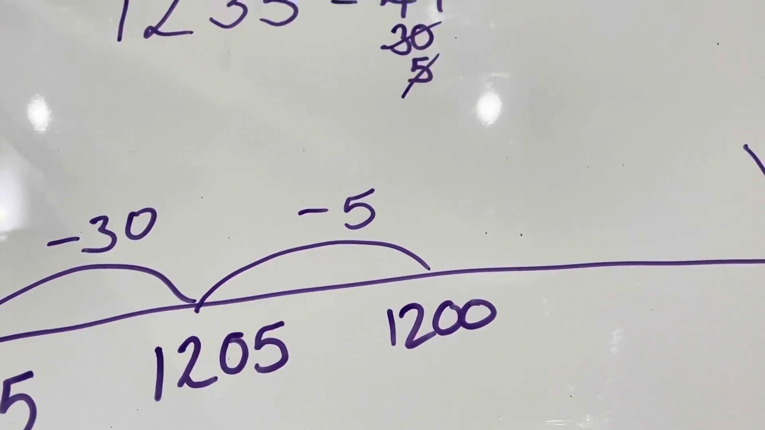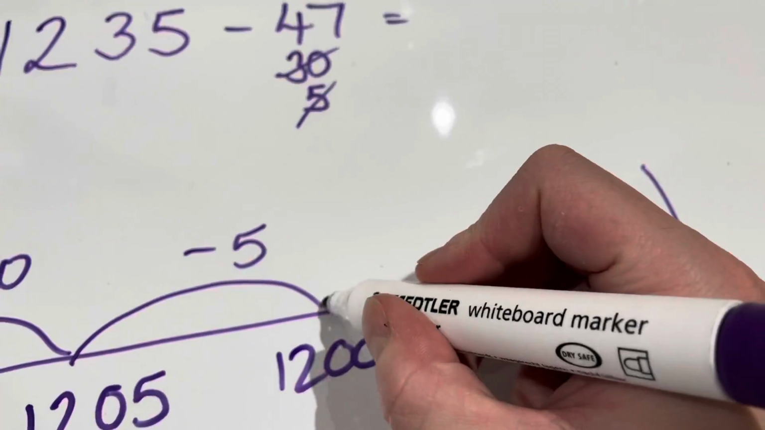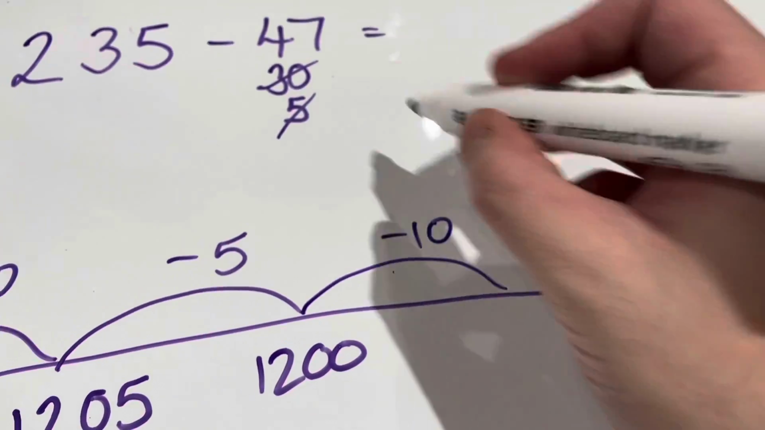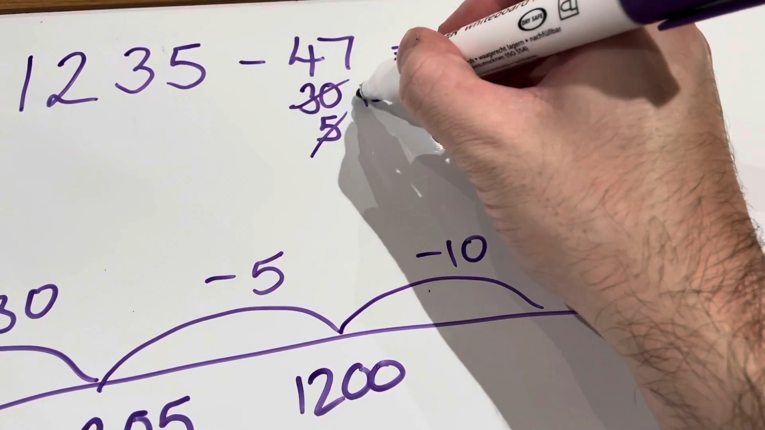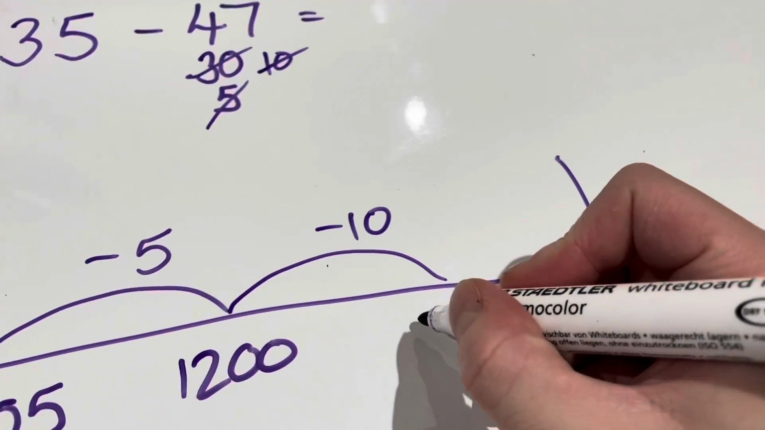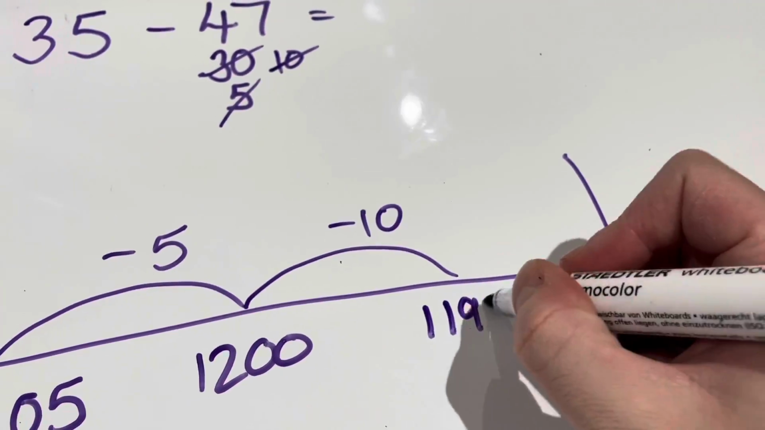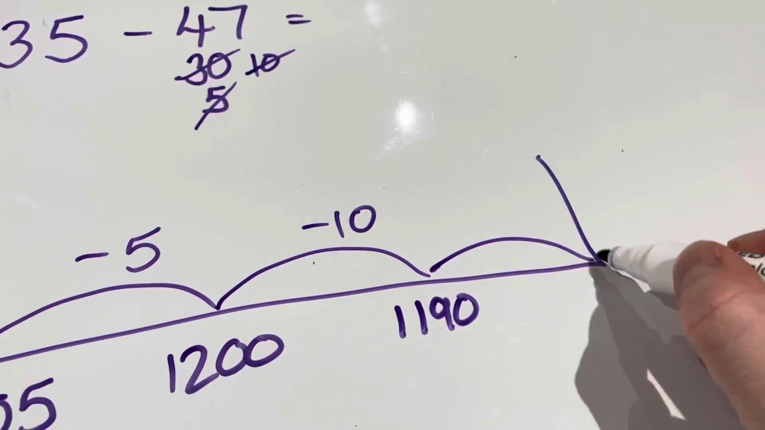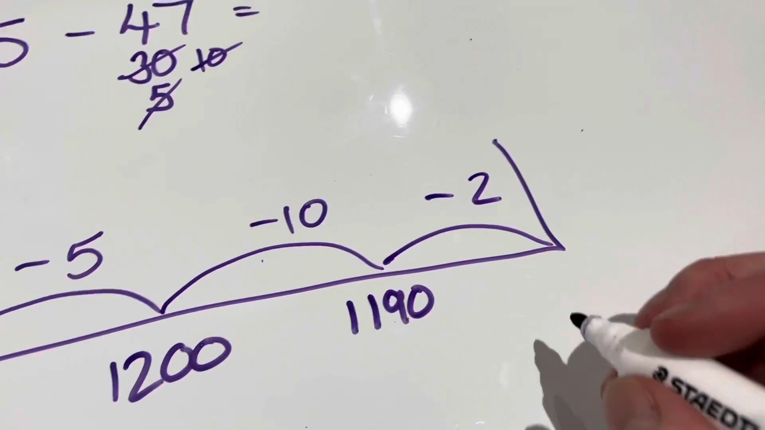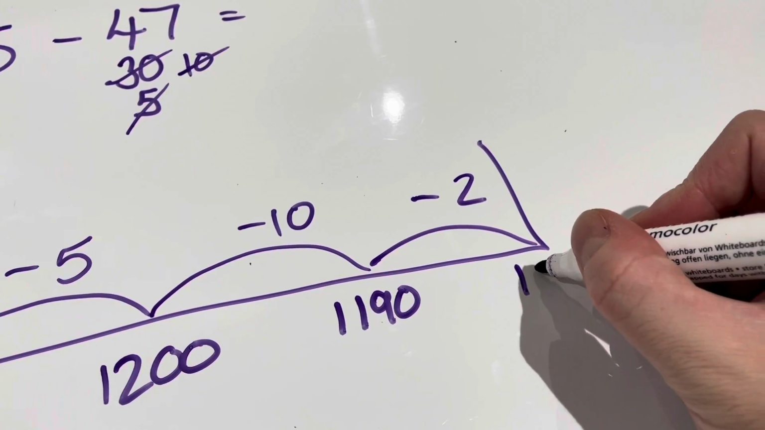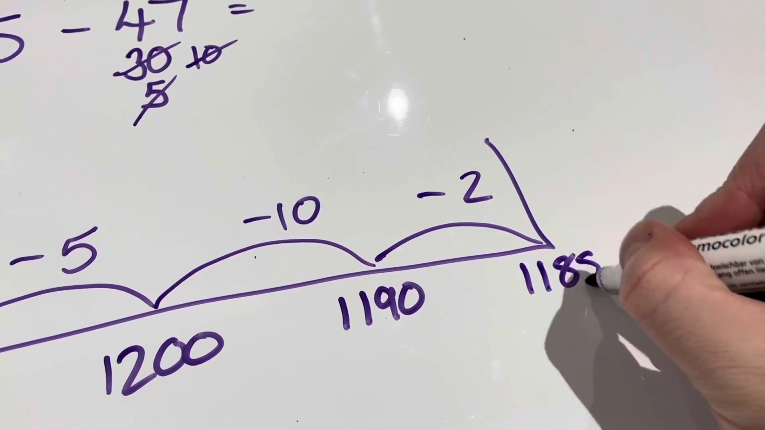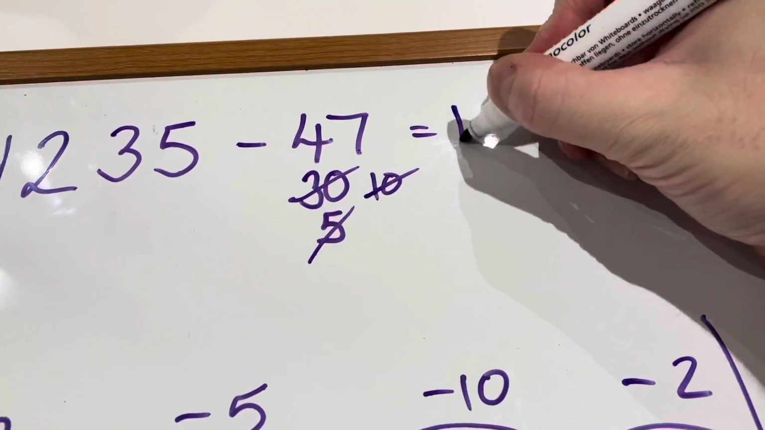You might want to do that in one go. I'm going to do it in 2 steps. I'm going to take away 10, which is going to take me to 1,190. And I'm going to take away 2, take me to the final answer, I hope, which is 1,188. Come back up to the top.